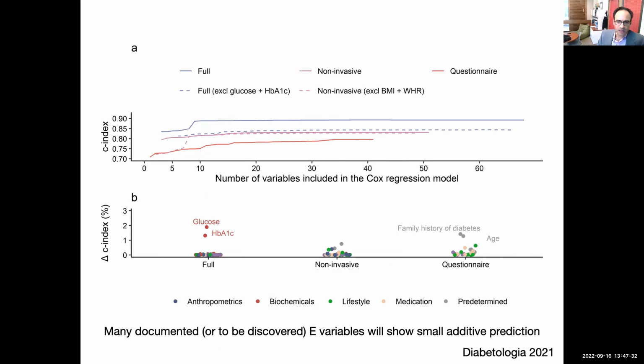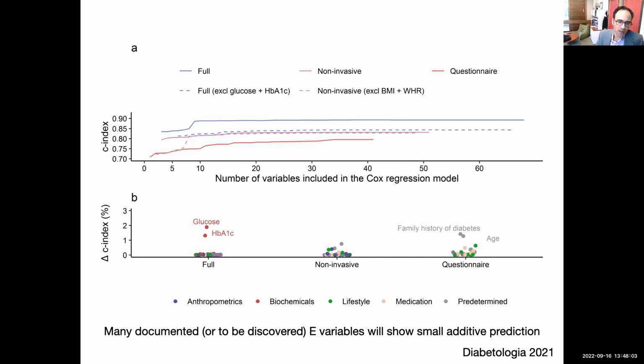Another thing is that some of these variables, because they're so correlated with one another, show small additive prediction. What is being shown here on the left-hand side is the prediction accuracy versus the number of variables that you include in your model for different types of variables. And what I would hope you appreciate is that you max out at a very small number of variables, just because those variables are encompassing the signal from the other 137 or so variables that are correlated with the phenotype.